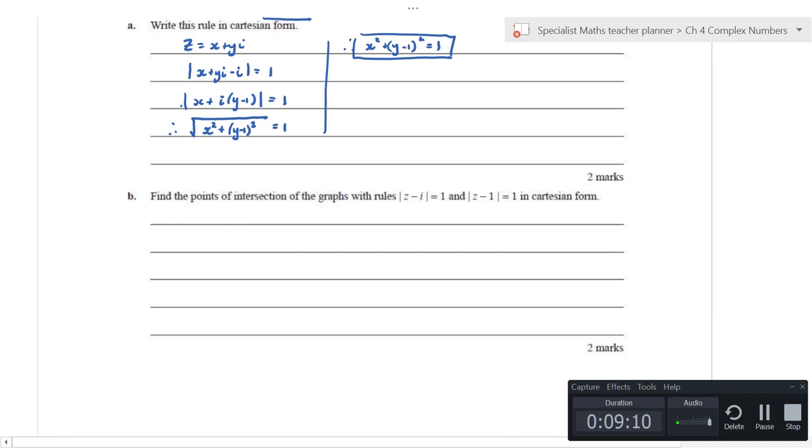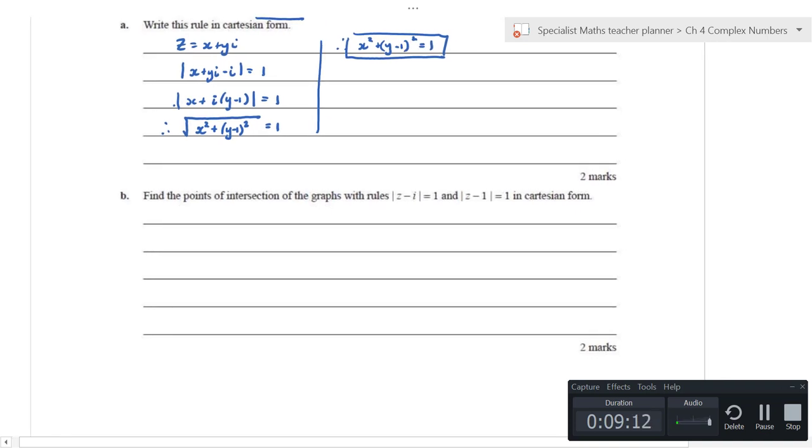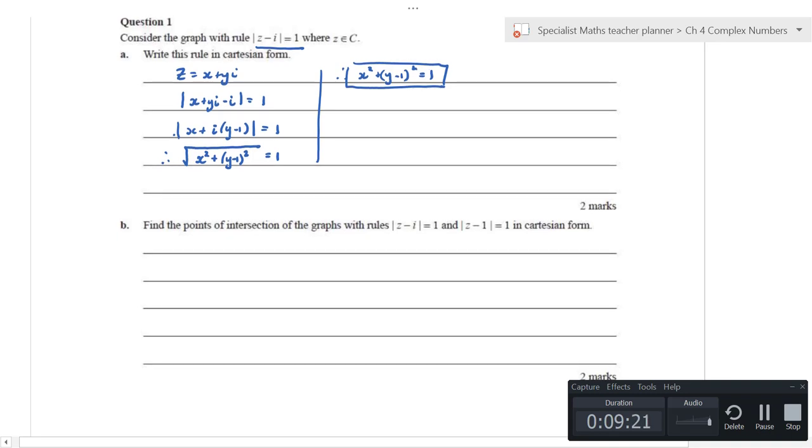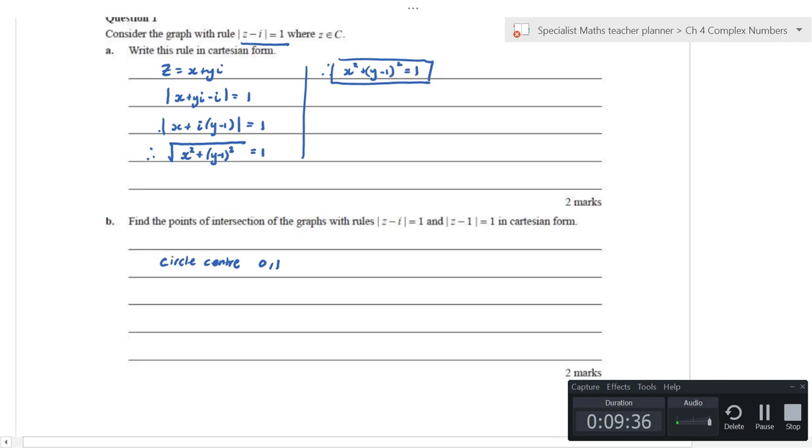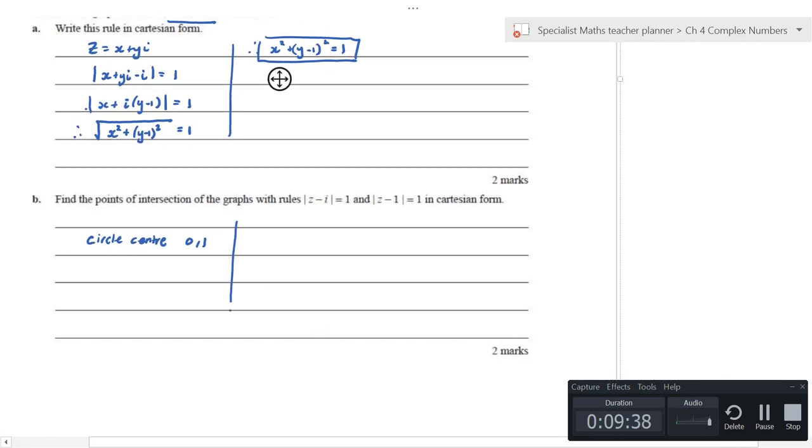Find the points of intersection of the graphs with rules modulus of z minus 1 equals I and modulus of z minus 1 equals 1 in Cartesian form. So we know that this one was a circle, center 0, 1. Okay, so let's find the Cartesian equation. In my opinion, that's the best way to do it. And let's use our calculator.